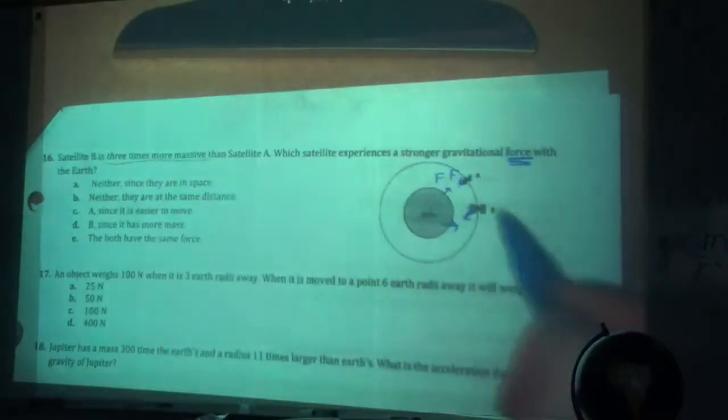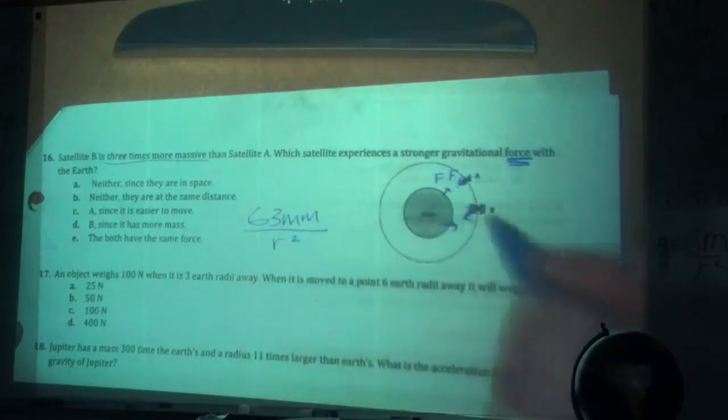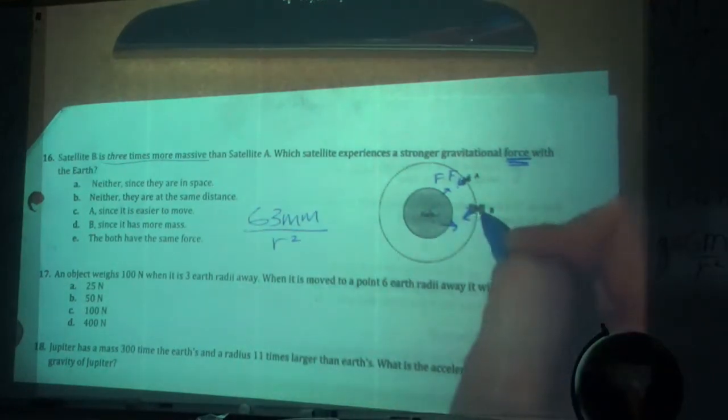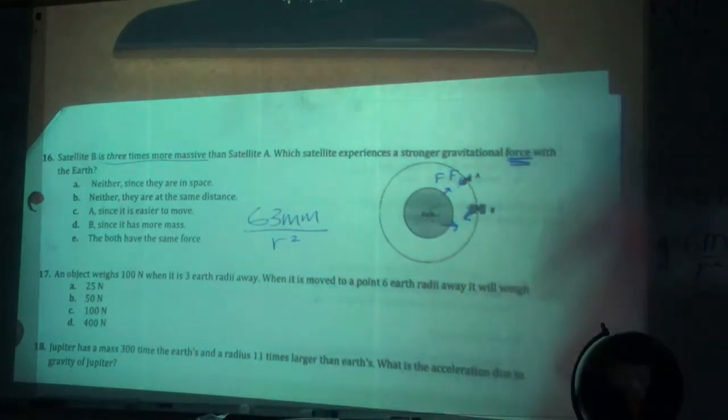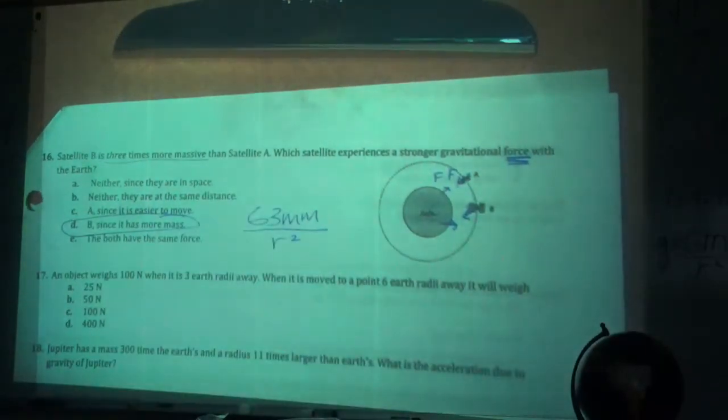In fact, if you have 3 times more mass of this satellite, then you would have 3 times the force. So B would feel a greater force than A would, because it has more mass. Now some of you are sitting there and saying, wait, but satellite mass doesn't matter.